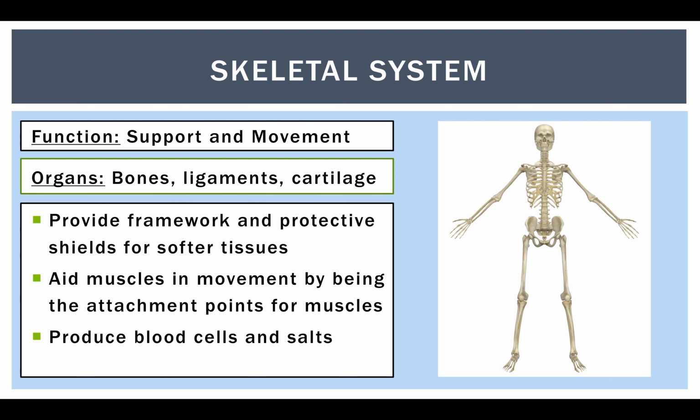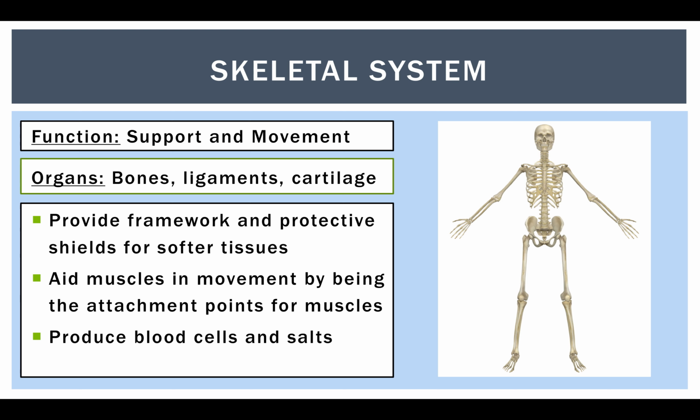The next system is the skeletal system. The skeletal system works together with the muscular system for support and movement. The organs within the skeletal system are bones, ligament, and cartilage. Ligaments connect bone to bone. The skeletal system provides the framework and protective shields for softer tissues.